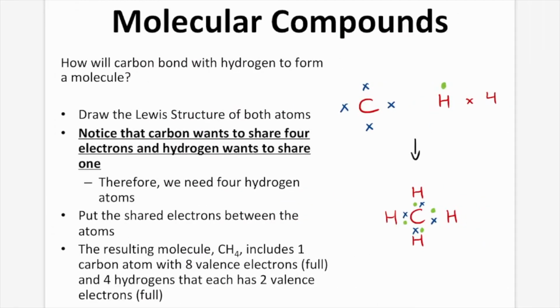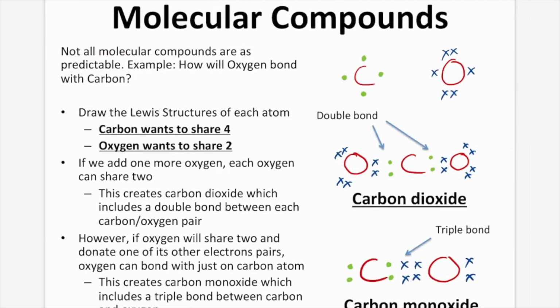Molecular compounds. How will carbon bond with hydrogen to form a molecule? So we have the Lewis structure for carbon, we have the Lewis structure for hydrogen. Notice that carbon wants to share 4 electrons. It has 4 unpaired electrons. 1, 2, 3, 4. Whereas hydrogen only has 1. So therefore, we need 4 hydrogen atoms. We're going to put the shared electrons between the atoms, and the resulting molecule, CH4, includes 1 carbon atom with 8 valence electrons, so it's full, and 4 hydrogens that each have 2 valence electrons, so each of the hydrogens is full as well.